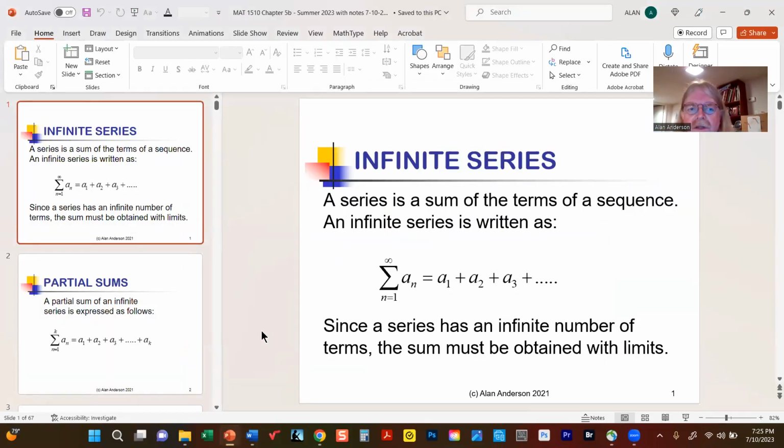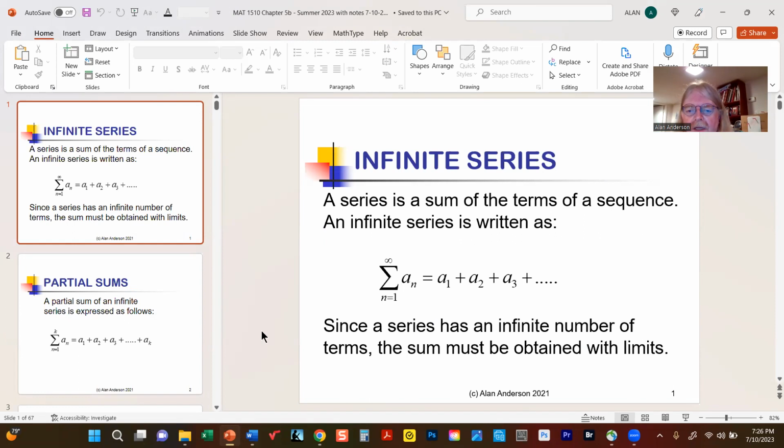All right, so we're finished with the first half of chapter 5 now. This is 5B now. In part 5A, we looked at sequences. Now we're going to turn our attention to series. So what is it that really separates a sequence from a series?